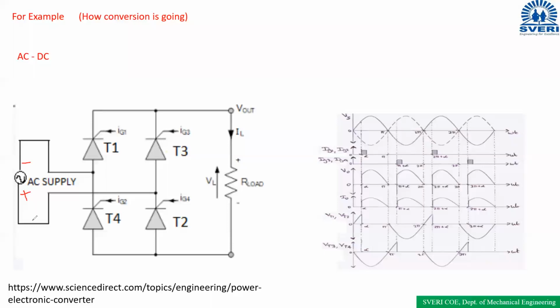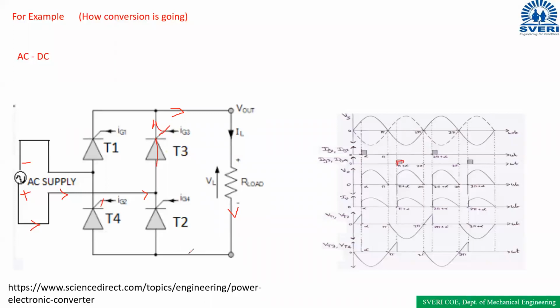Now the current starts in this direction, positive. Now we have given the gate pulse for T3 and T4 at this point. Gate pulse given means we have turned it on. So what will happen? T3 will act as a closed switch and now the current is flowing through this switch. Now the current is flowing through this circuit.